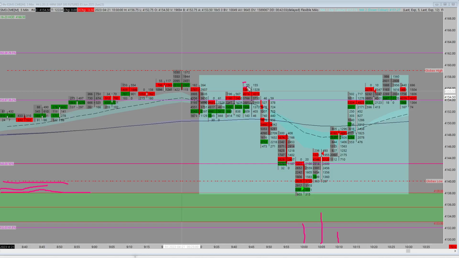And so in this volume node, 55 contracts were sold. So this top node, 55 contracts were sold and 155 were bought. Now, someone who's new to this could be confused and say, well, there's more buying here. And if we actually look below us, there's 1,328 contracts bought and 1,060 contracts sold. Why, if there's so much buying up here, why didn't we continue up, right?